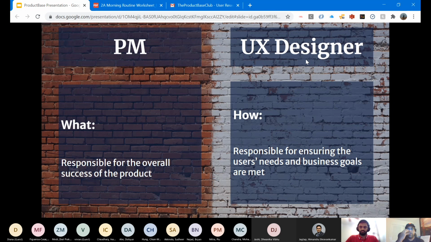Now, one thing that comes to mind is, what is the role of a PM in any of these versus a UX designer? There's a big difference between what a PM is responsible for and what a UX designer is responsible for. A PM's goal is essentially to make the overall product successful, right? So it's not the one interaction to achieve a goal.